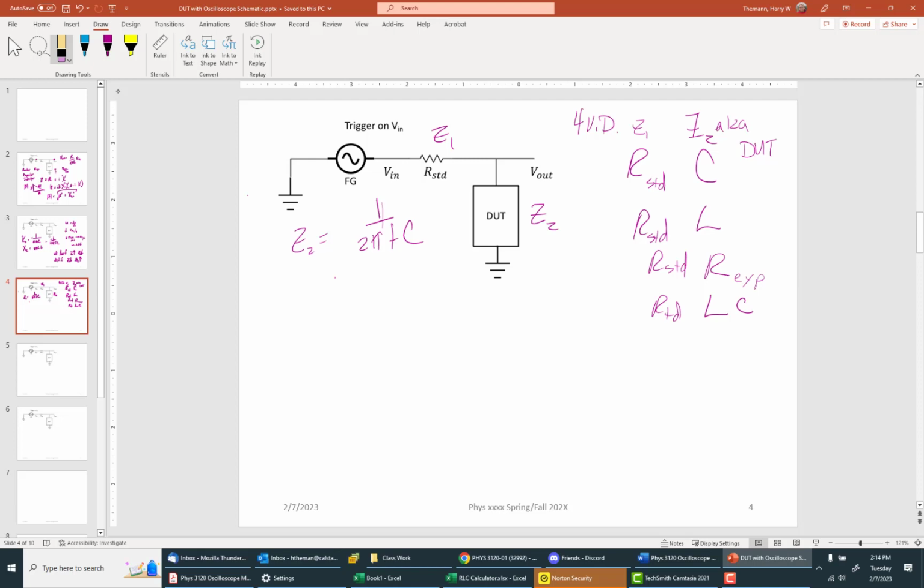I encourage you to do the complex algebra. So that means then, remember the basic voltage divider equation. V out equals Z2 over Z1 plus Z2, times V in, of course.